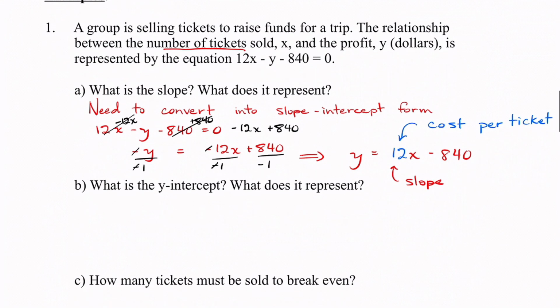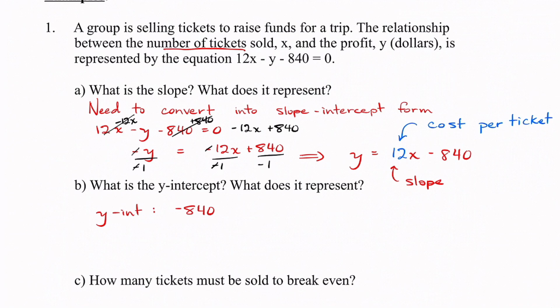So part B, it says what is the y-intercept and what does it represent? So we already changed our equation into slope-intercept form. So this value right here, negative 840, that is our y-intercept. So there was no need to rearrange, we already got it. So it is at negative 840. So we got what our y-intercept is.